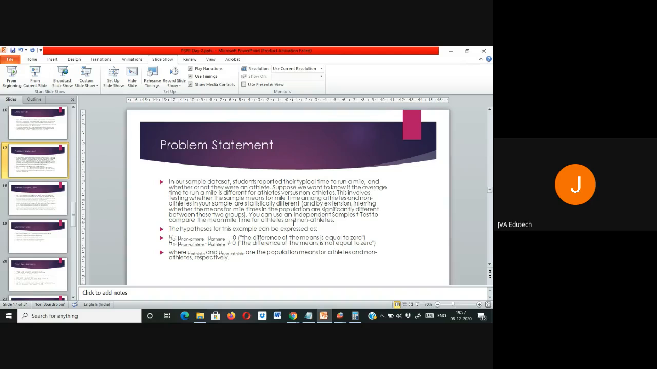Or mu non-athlete is equal to mu athlete, and mu non-athlete is not equal to mu athlete. Or mu non-athlete minus mu athlete is equal to 0, or mu non-athlete minus mu athlete is not equal to 0. So like this, you can frame your null and the alternate hypothesis, where mu athlete and mu non-athlete are the population means for athletes and non-athletes respectively. Now let's check this hypothesis in case of our data.